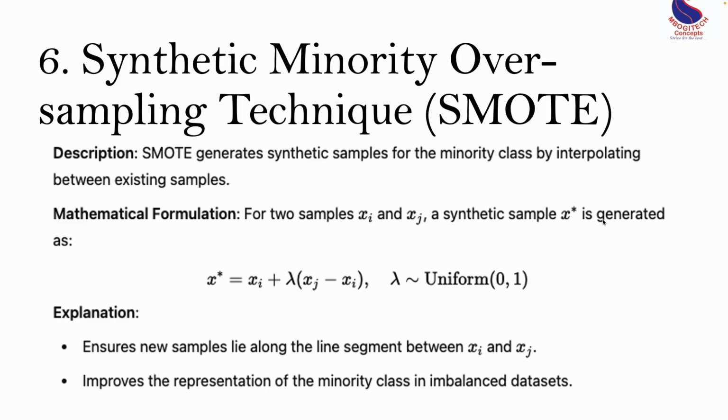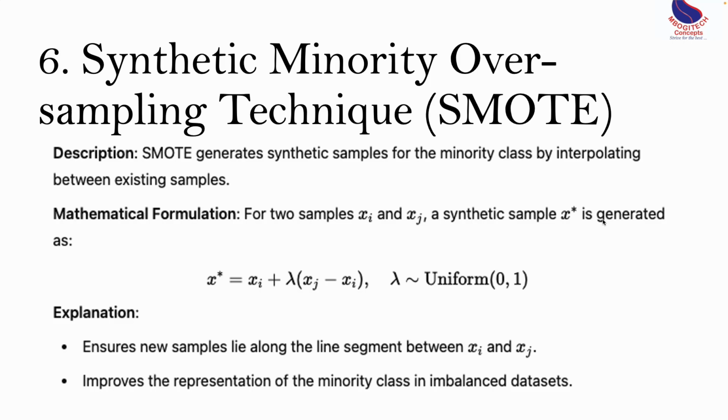Now, here is the mathematical formula behind it. I promised that I was going to give you some mathematical formulation for all of the methods that we're talking about here. So SMOTE generates synthetic samples for the minority class by interpolating between existing samples, like I said. The mathematical formulation is that, given two samples x_i and x_j, a synthetic sample x* is generated.